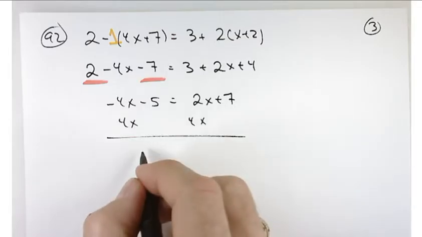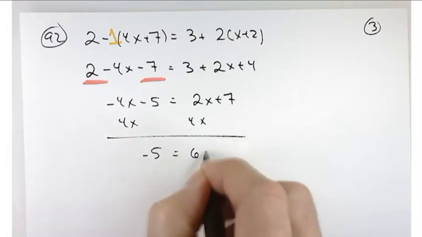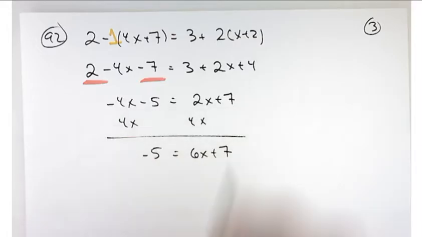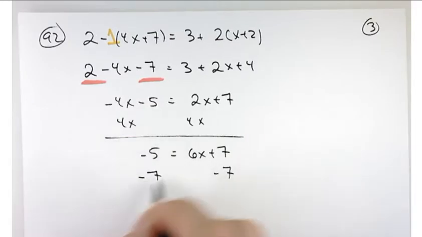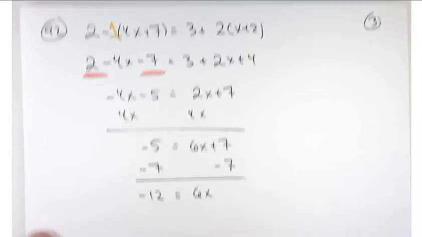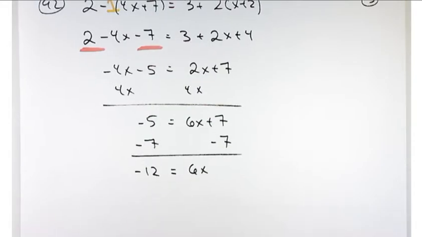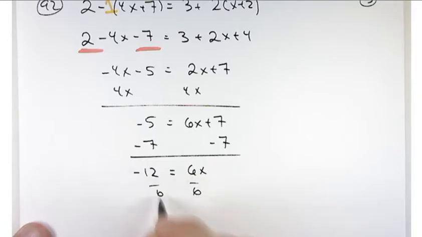What equation do I get from this? Thanks, Sam. Negative 5 equals 6x plus 7. You've got the variable on the right-hand side, so let's put the constants on the left-hand side. What does x equal? Negative 2. So divide both sides by 6. Negative 2 for x.